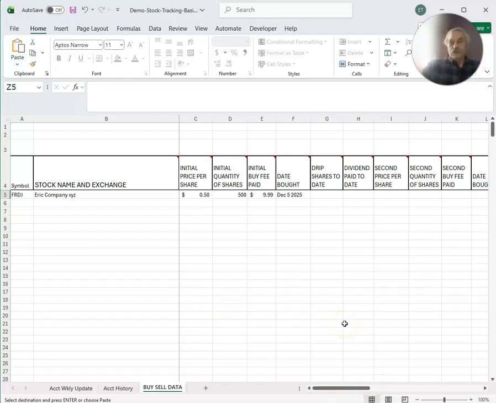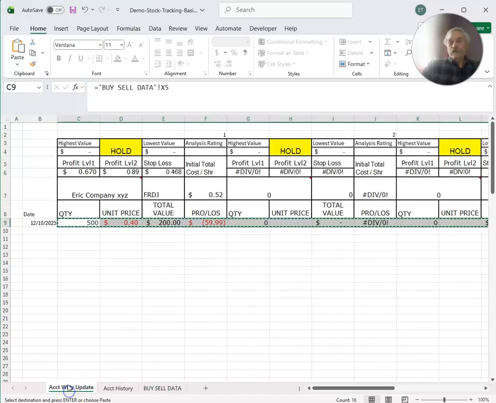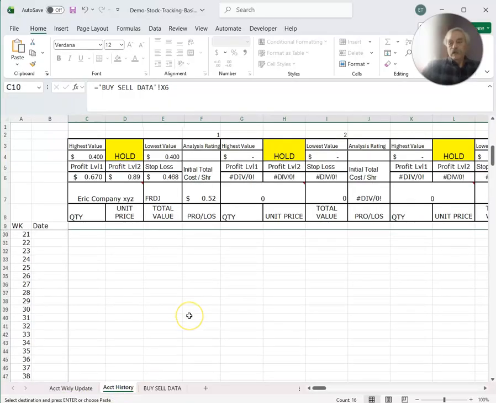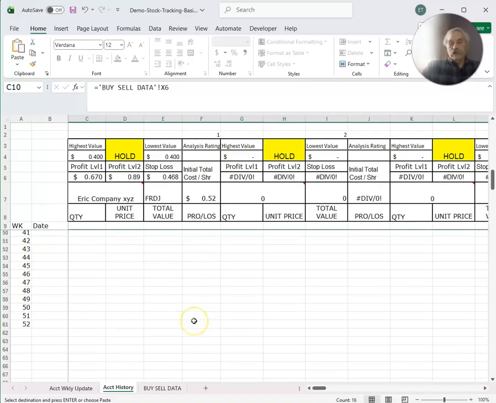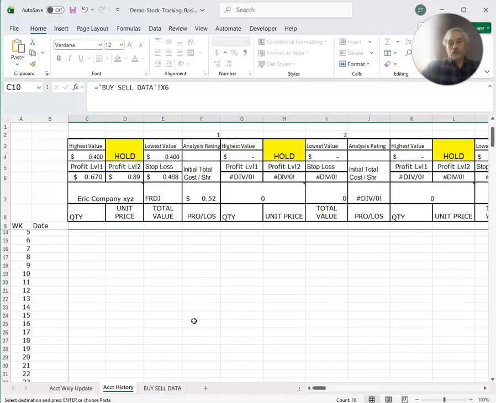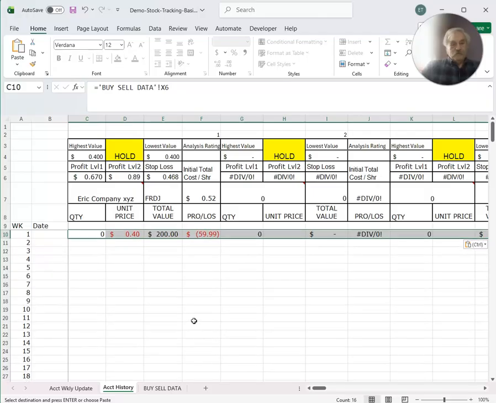So that's all there is to it. Enter your data in your buy and sell. Every time you want to check, and like I said, I don't care how often you do it. You can do it daily, bi-weekly, monthly. That is all done in your weekly update section, and that is then copied to your account history, and you basically have a history of what happened to your portfolio this year. And there you have it.